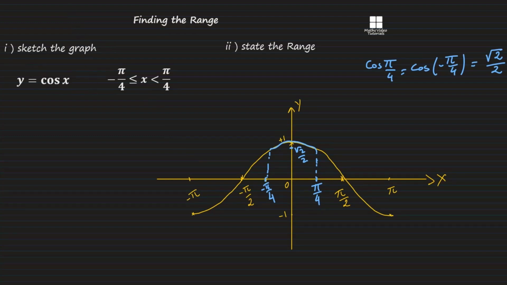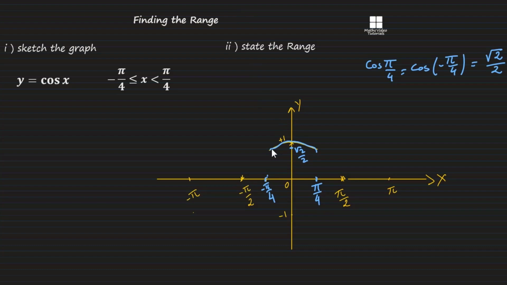I'm going to remove it. And here as well. You can remove all this as well. So that is the curve or the graph for cosine between minus pi over 4 and pi over 4. This part here. Now what about the range?